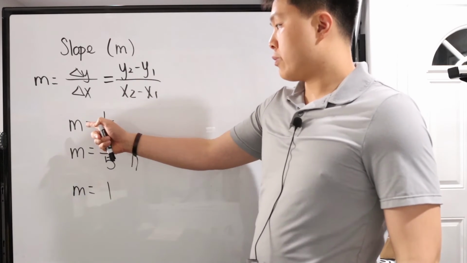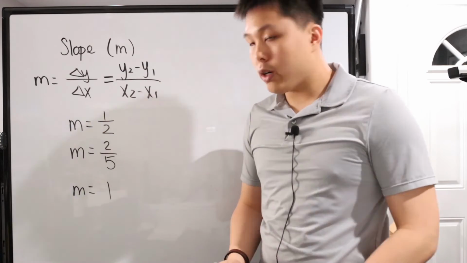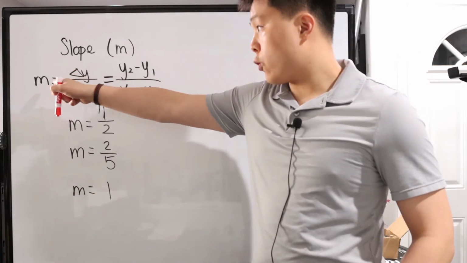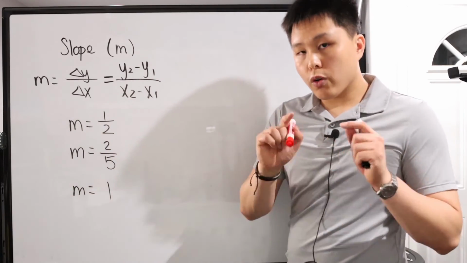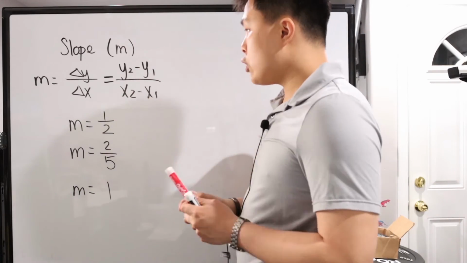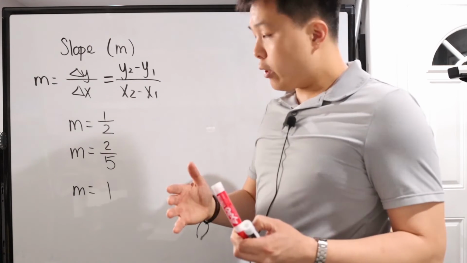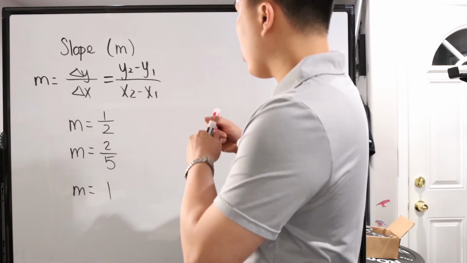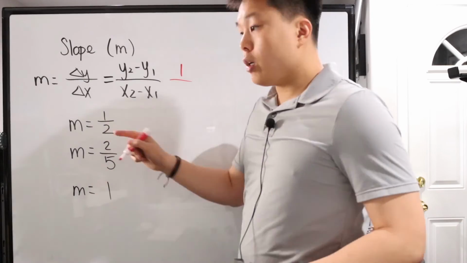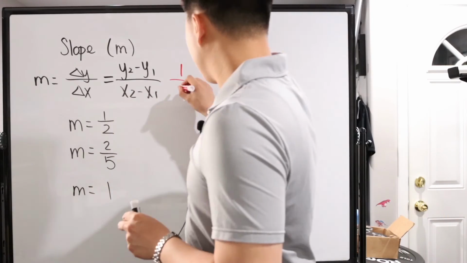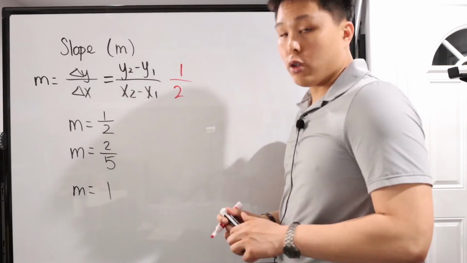So let's look at this one. The first one, we have m equals 1 over 2. Remember our slope formula. Change in y over change in x, or y2 minus y1 over x2 minus x1. So all we have to do is, in this case, we can pick any point we want such that on the top, the y2 minus y1 must equal 1, and the bottom, x2 minus x1 must equal 2. So I can go nuts, right?